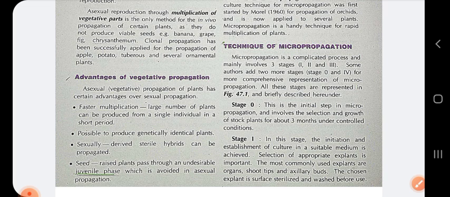Meristematic tissues are found in many locations. They are found in the tip of the roots and stems, in the buds, in the nodes of the stem, and in the cambium between the xylem and phloem, especially in dicotyledonous plants. That's why we prefer to choose these regions: the shoot tip, the root tips, buds, nodes of the stem, and cambium between the xylem and phloem.